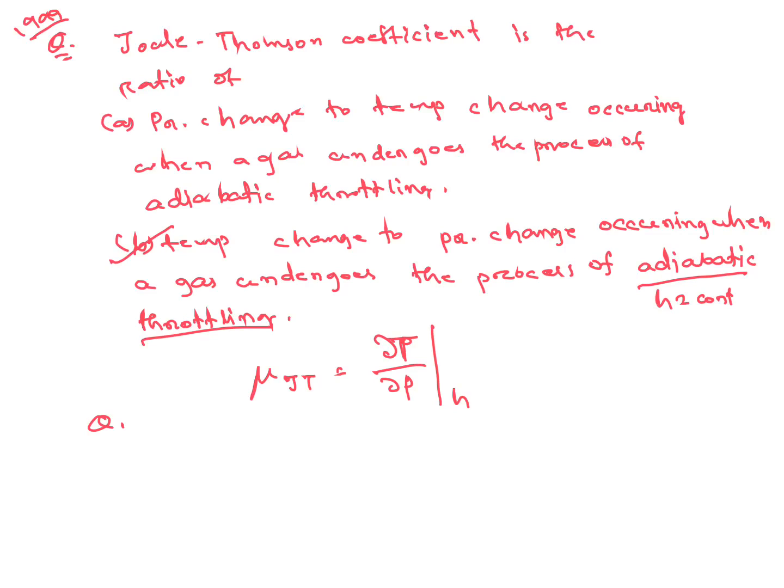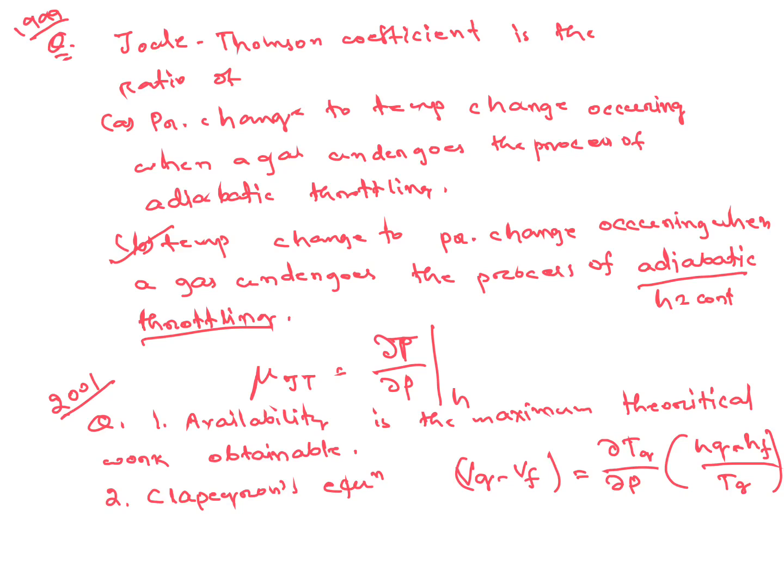Next question was asked in IES 2001. In this question, 4 statements were given. You have to choose which statements are correct. First, availability is the maximum theoretical obtainable. It's correct.